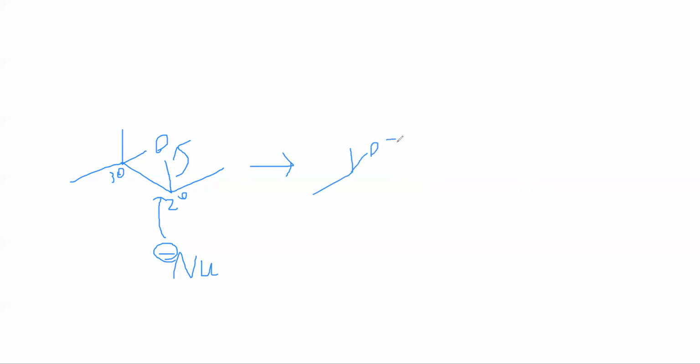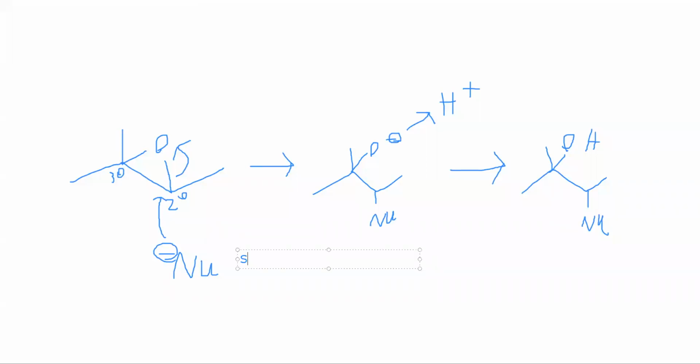And you end up with an O minus. So when you do this, you have to do a second acid workup step. I'm just going to put this to show that's what would happen in the second step. And you end up with an alcohol and your nucleophile attached. So again, this is always going to be SN2 if you're cleaving an epoxide with a base.